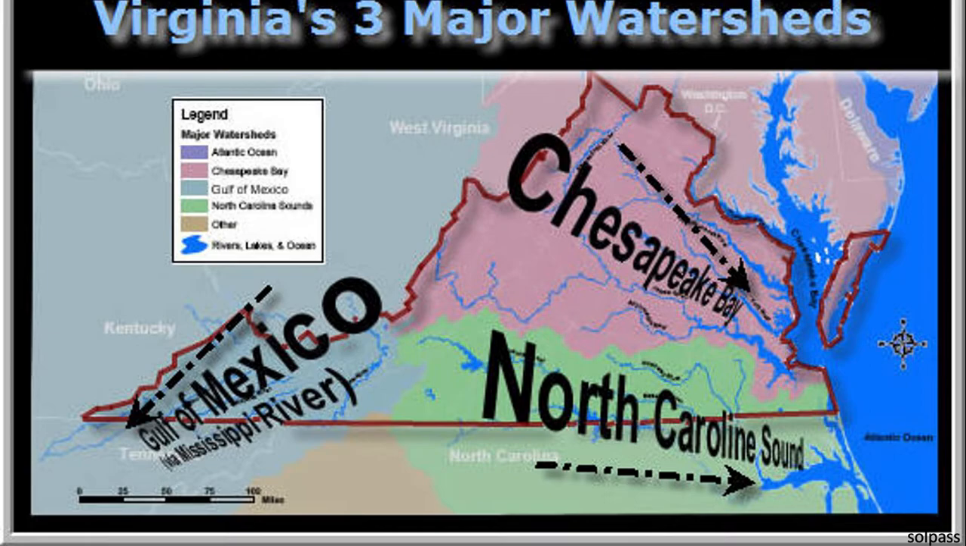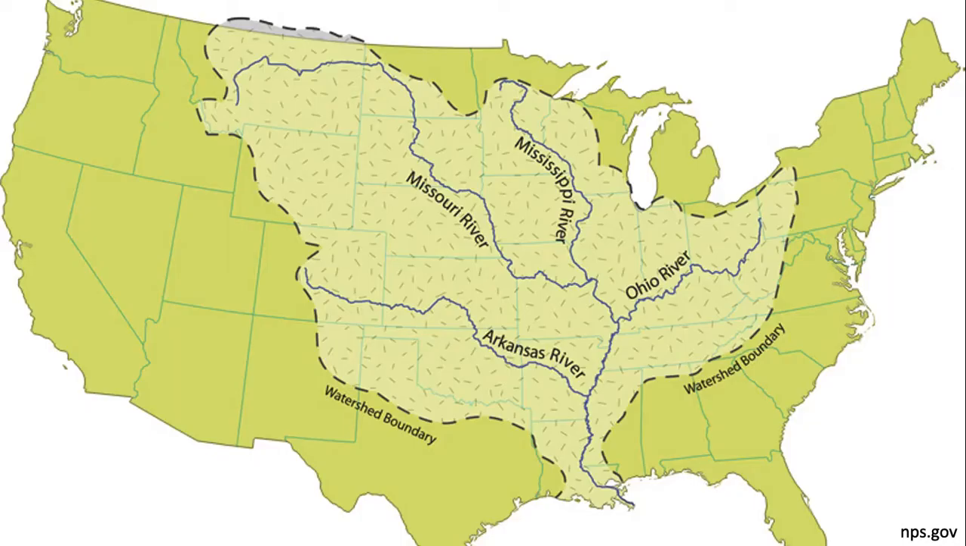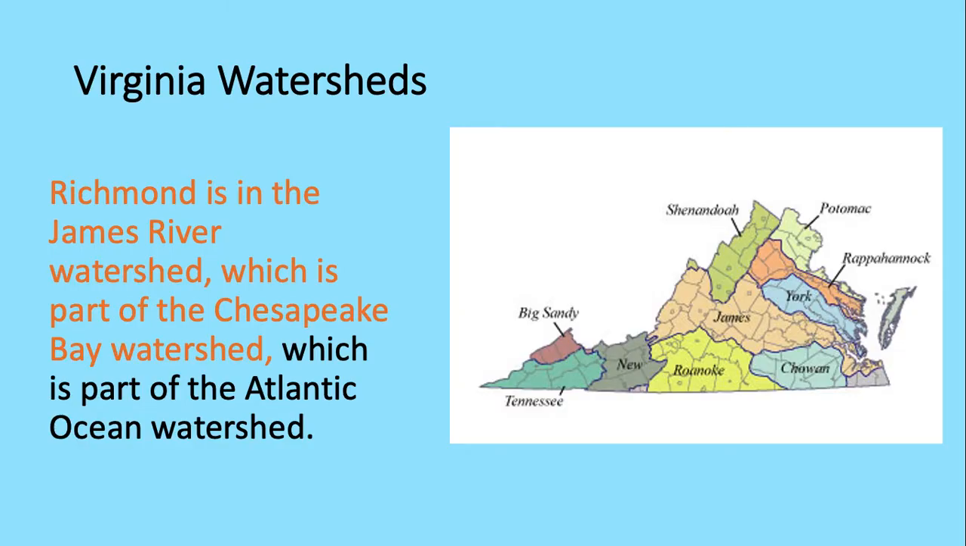Here's another image looking at that same concept. One of three places every drop of rainwater that falls in Virginia goes. And it's important to know that these watersheds are bigger than what's in Virginia. The North Carolina Sounds watershed is mostly in North Carolina, but there's part of it that's in Virginia. And the Mississippi River watershed is enormous, and just a little tiny piece of it's in Virginia. Richmond's in the James River watershed, which is part of the Chesapeake Bay watershed, which is part of the Atlantic Ocean watershed.